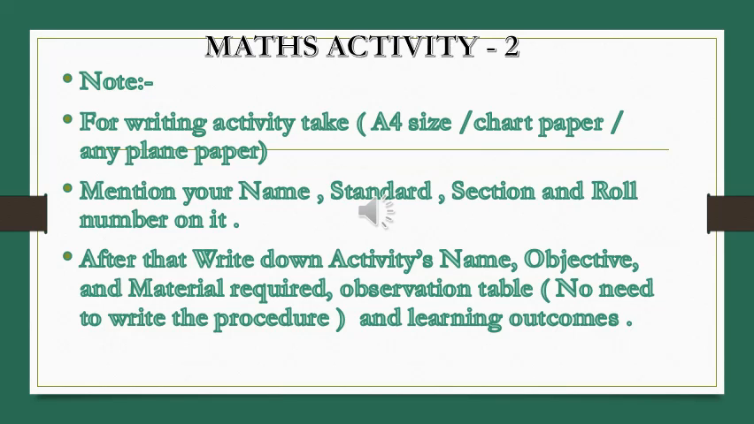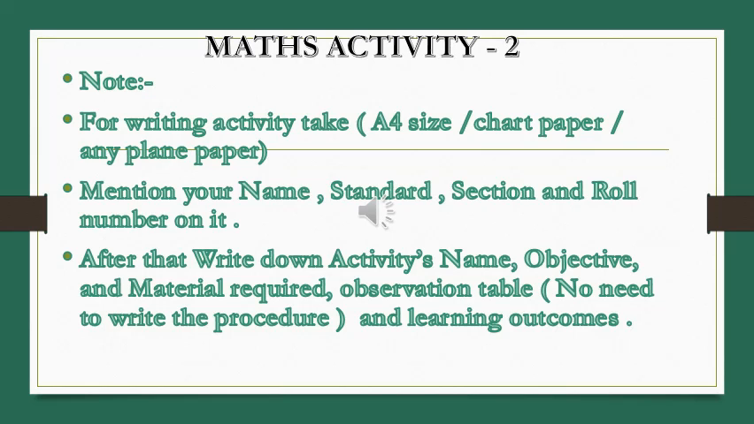And after that, what you have to do? You have to write down the activity's name, objective, material required, and then in the observation table your activity, meaning what we are doing. No need to write the procedure, and at the end of this activity you have to write down the learning outcomes, and all these things are given in the next slides. So let's start doing an activity.